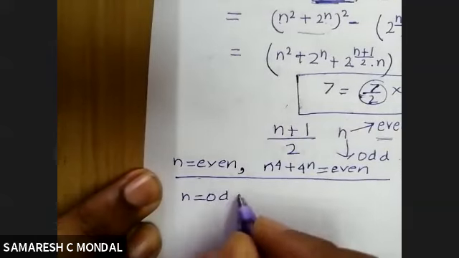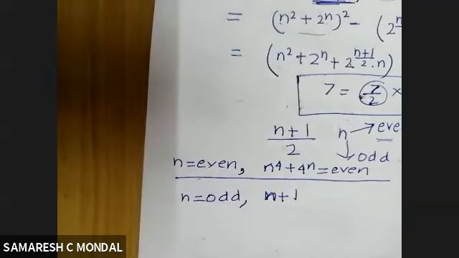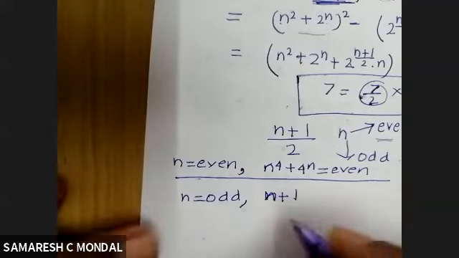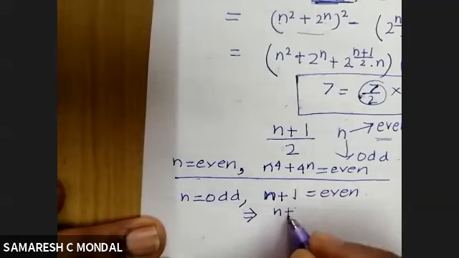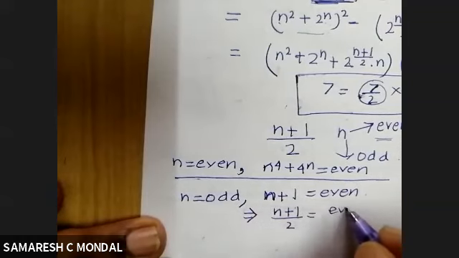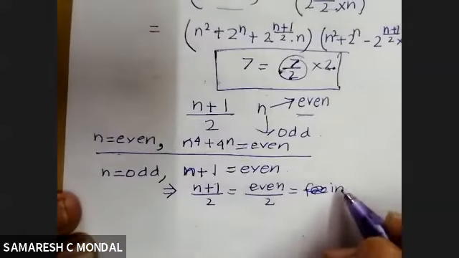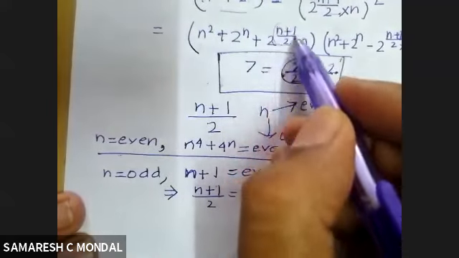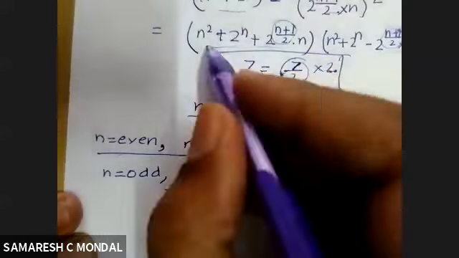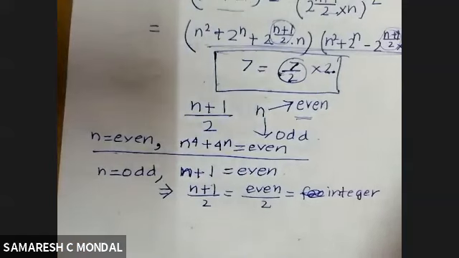When n is odd, n plus 1 will be what? Odd plus 1 is even. So n plus 1 will be even, and n plus 1 by 2, which is even by 2, is divisible. It can be odd or even, we don't bother, but it's an integer. We had a doubt whether this would be an integer or not, so obviously we are bothered only when n is odd for this kind of expression. I repeat, if n is even, it's not a prime number, it's a composite number.